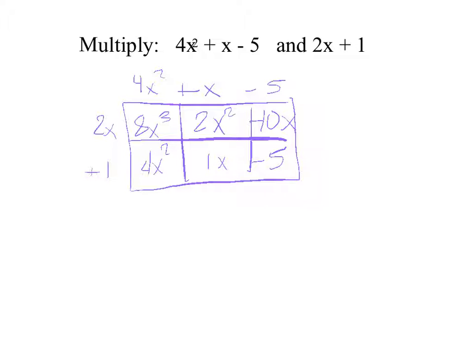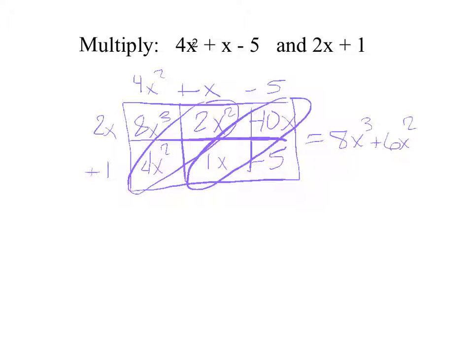So then my answer is what's inside the box. I have 8x cubed. For my x squareds, they'll usually be on the diagonal, which is kind of nice. We get plus 6x squared. And then for the x's, I have 1x minus 10x would be negative 9x. And then minus 5.